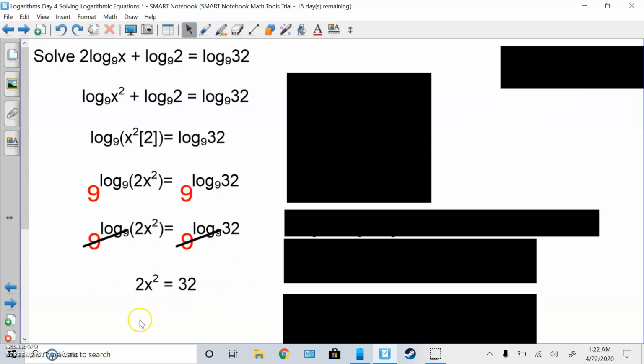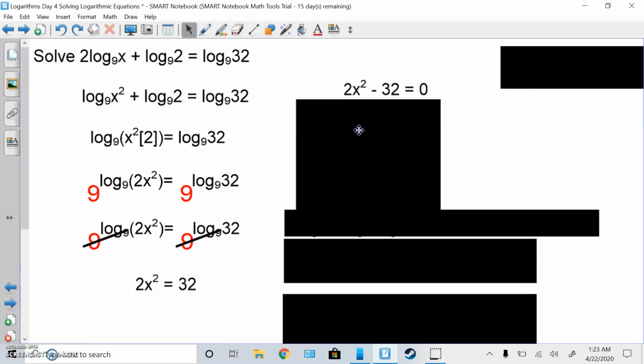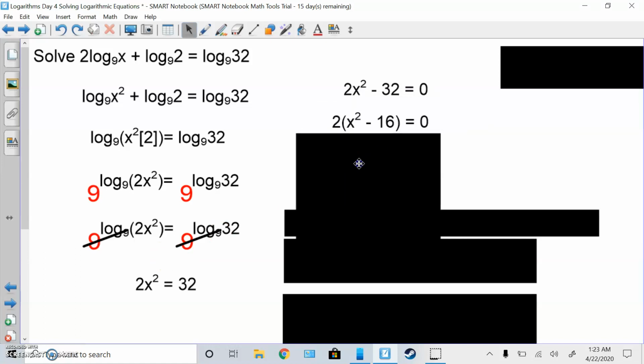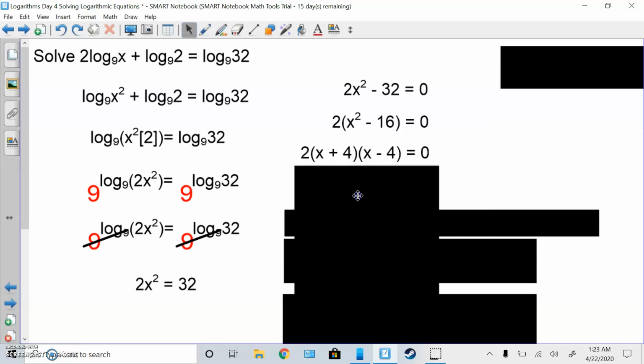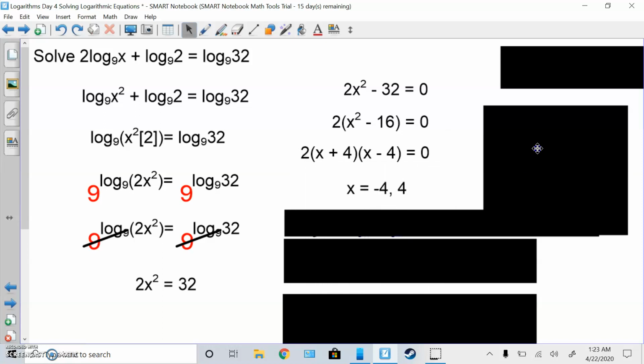This is quadratic. There are a lot of ways to solve it, but I'm going to set it equal to 0. Then instead of the quadratic formula, I'm going to factor. The GCF is 2. What's left will be x squared minus 16. That's factorable as a difference of squares, so that's going to be x plus 4, x minus 4. Then I do the zero product property. You ignore the 2, there's no letter, but the first answer is negative 4. The second answer is positive 4.